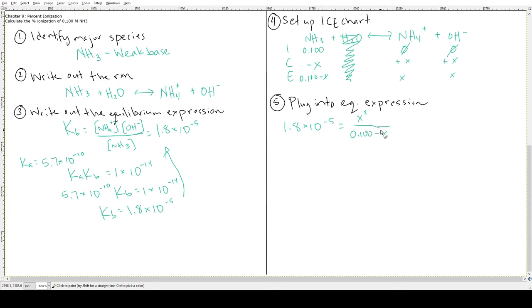So let's see. I could try assuming that X is very small. So if I do that, that means that I get to cross out any X that is being subtracted or added to or from something else. And if I do that, then I end up finding that X is equal to 0.001342. Now before I can use this, I have to check the 5% rule.